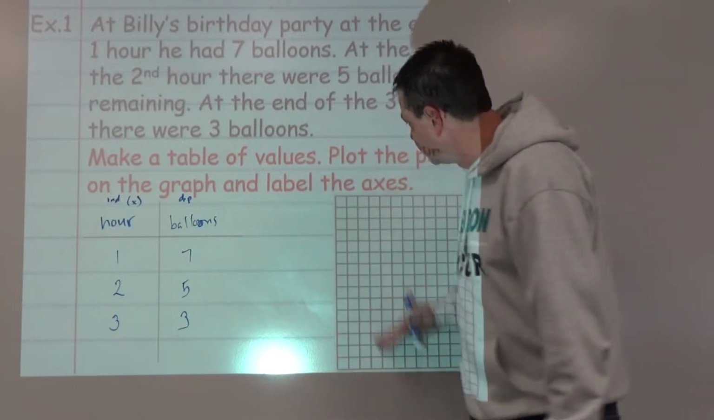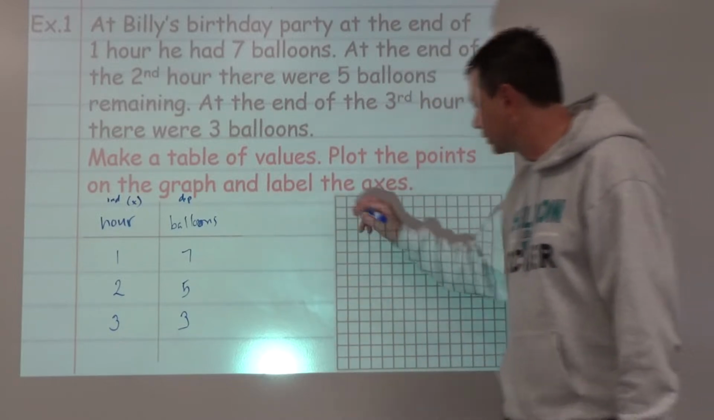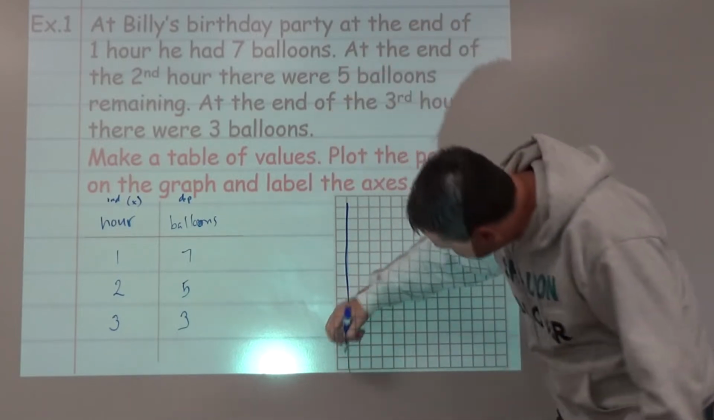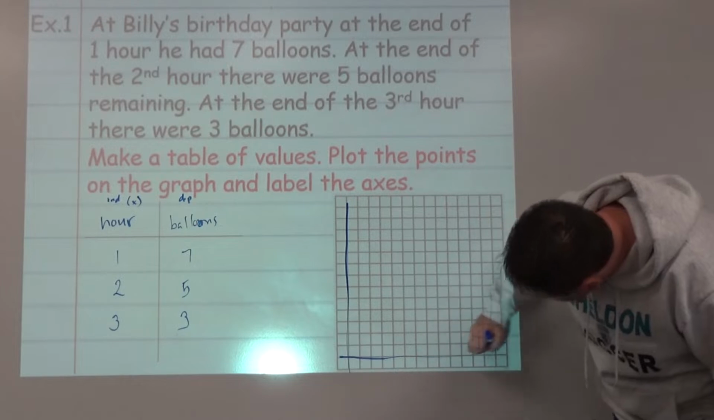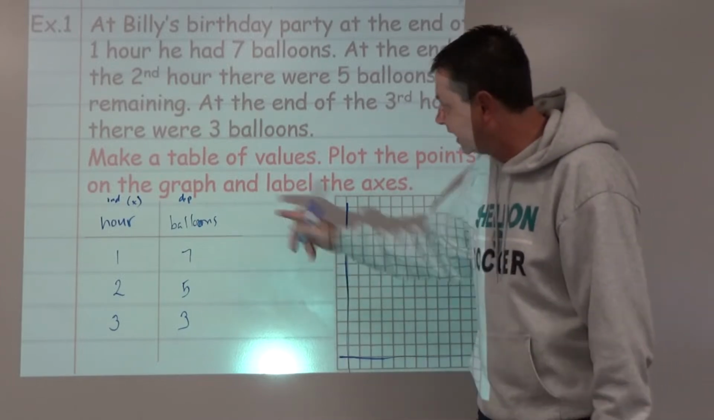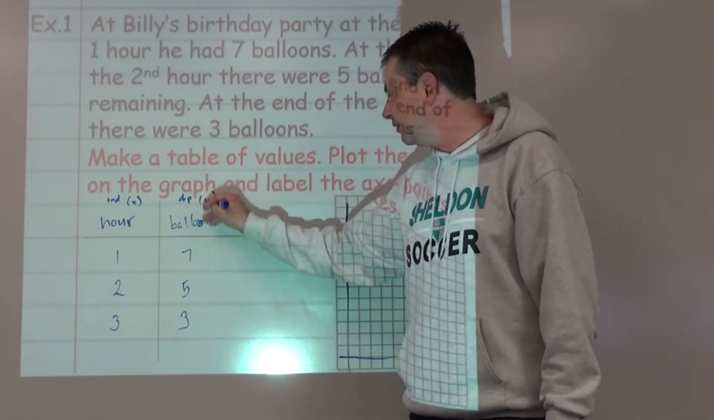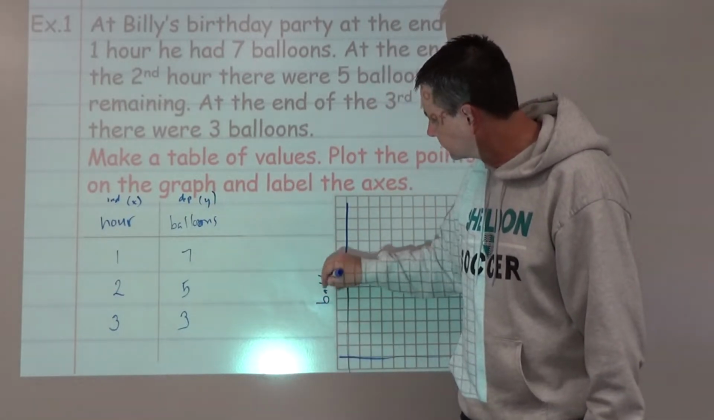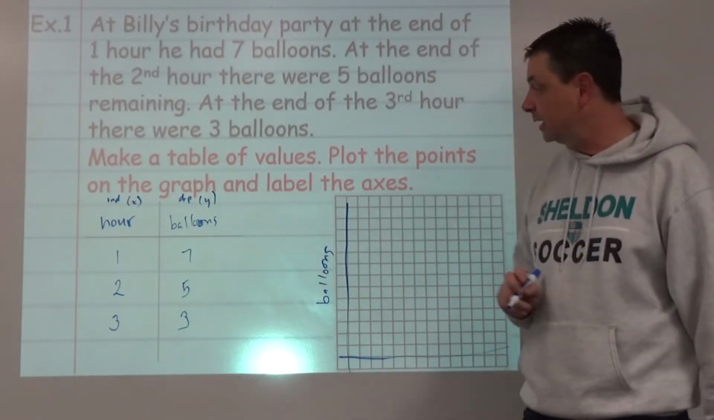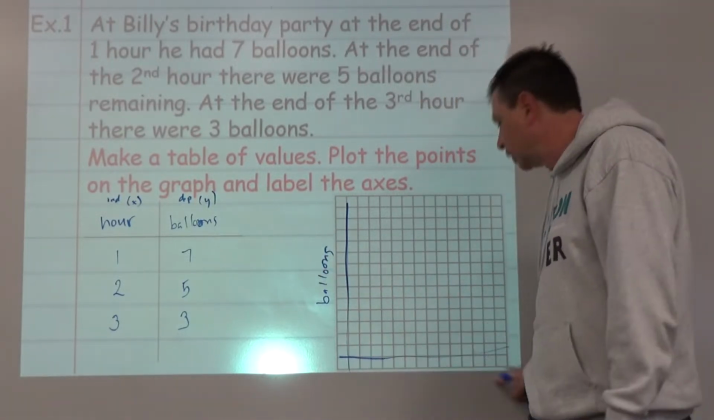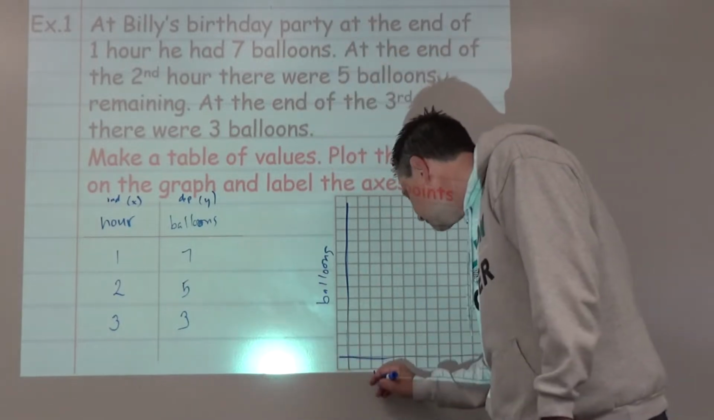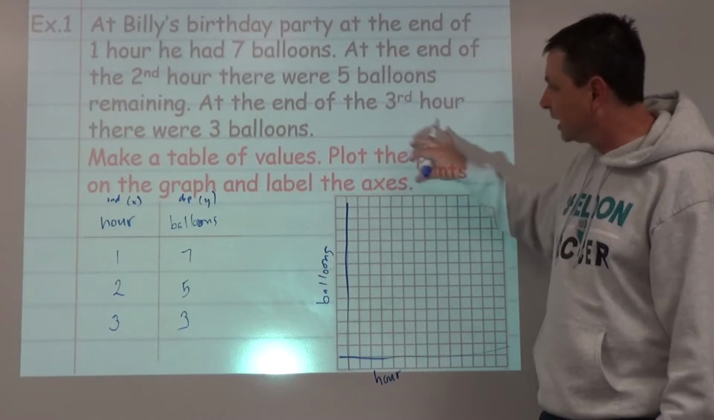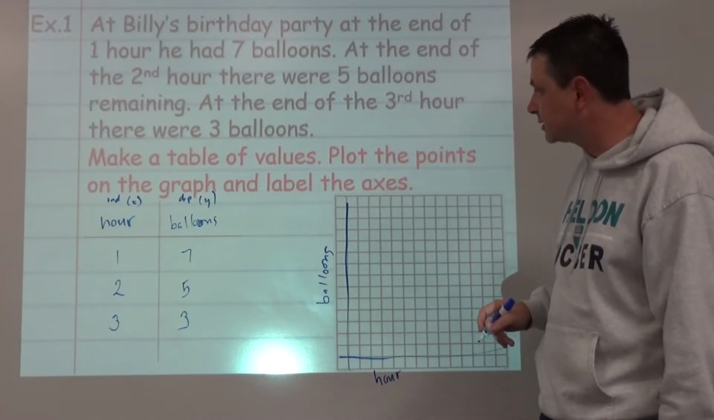So we want to label the axes here. So if we're going to draw, I'm going to use a ruler, draw an axis here, and an axis here, and we would say basically the y value, that's going up and down, that's going to be balloons. So we label that. And then the horizontal is going to be our hour. And we can go right to plotting the points, label the axis.